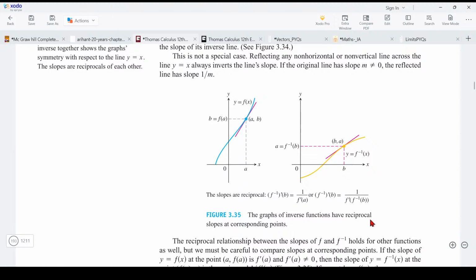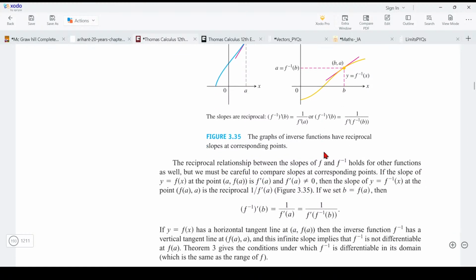Okay, graphs of inverse functions have reciprocal slopes at corresponding points. What are the corresponding points? A and B are the corresponding points. Just remember this statement: they will have reciprocal slopes. If the slope is 10 here, this should be 1 by 10.